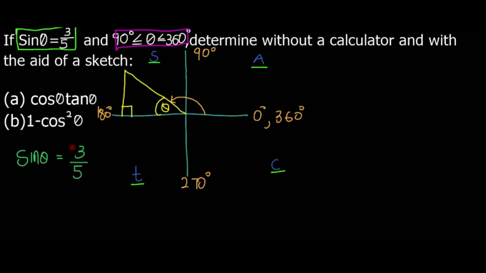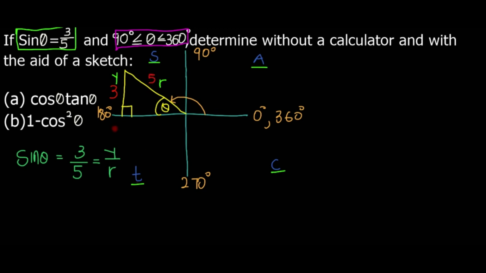And that's what sin is, opposite over hypotenuse. This means sin is going to be y over r, because this is opposite and this is hypotenuse. And remember this line is y, because it is along the y axis. So this means sin theta is equal to y over r, and our y is 3, and our hypotenuse, which is r, is 5.